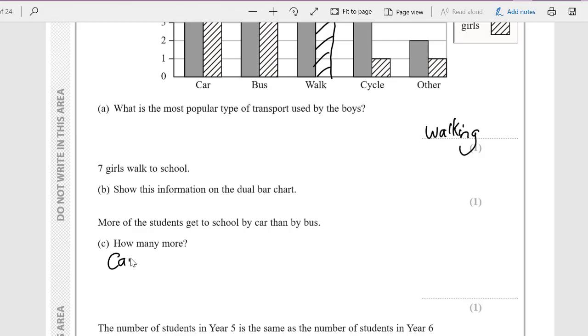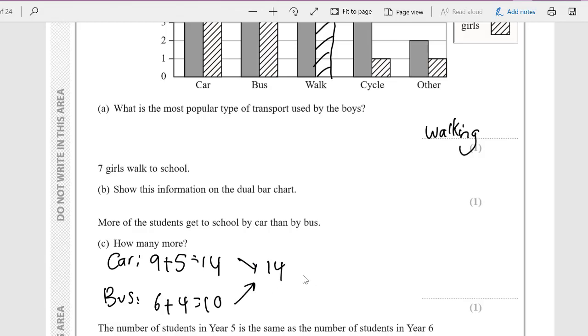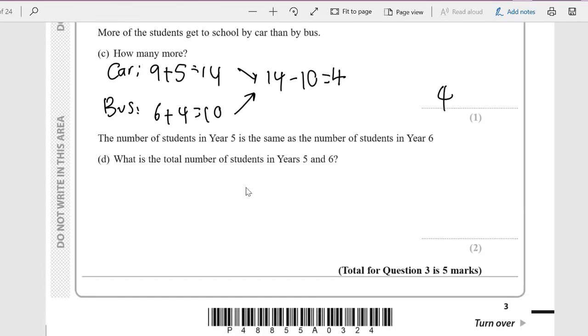So car, 9 plus 5 equals 14, and then bus, 6 plus 4 equals 10. So using that information, 14 minus 10 equals 4. So 4 more.